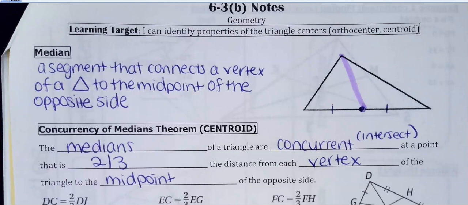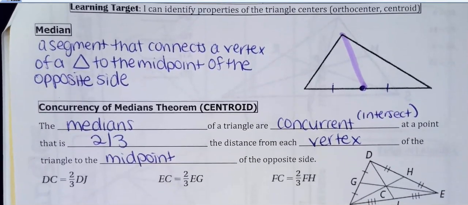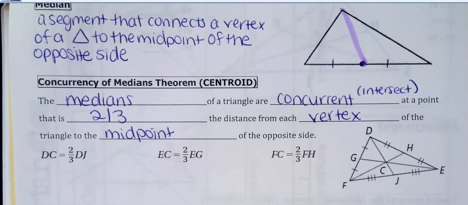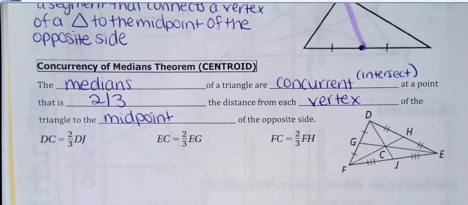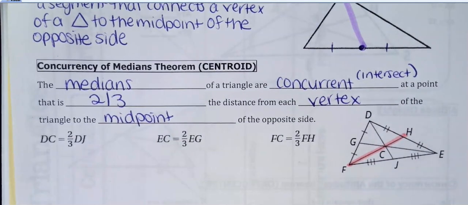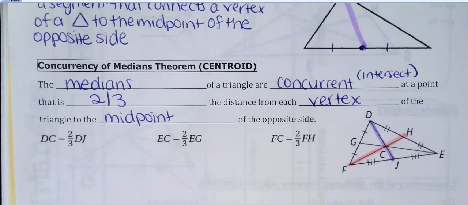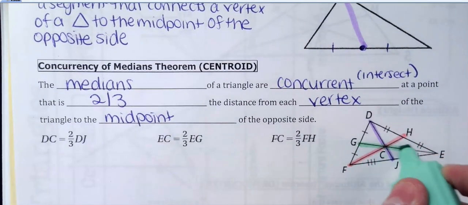Each one of the vertices you could draw a median from, so there are actually 3 medians you could draw for any triangle. And we're going to get into information about what we call the centroid. If you draw all 3 medians, you can see it in the picture I have right by this. I do have all 3 drawn into this diagram. F to H is a median, D to J is a median from a vertex to the midpoint of the opposite side, and G to E is also a median.